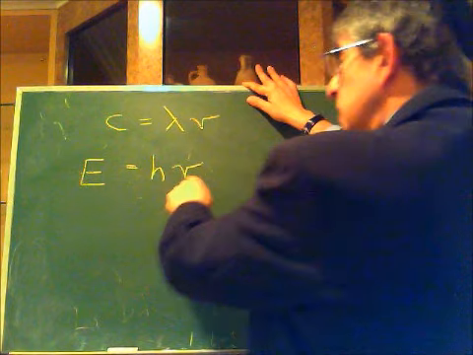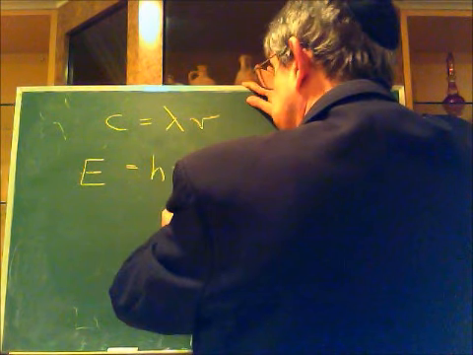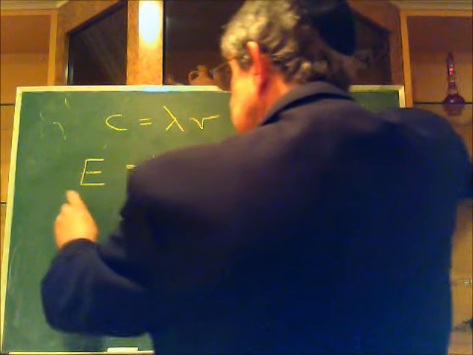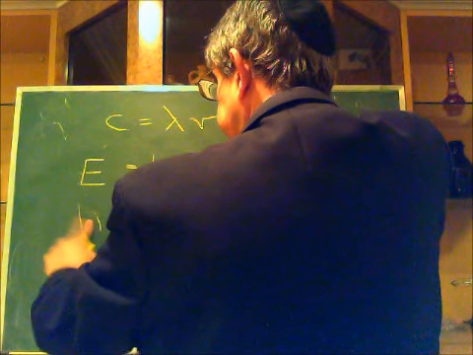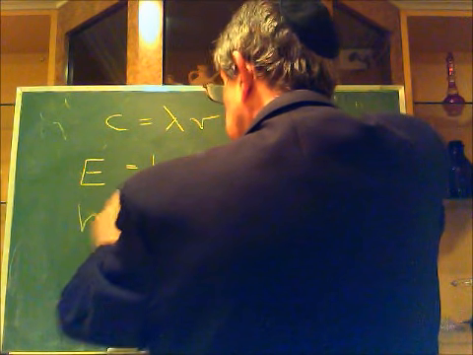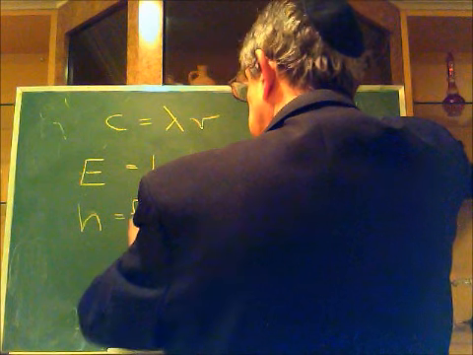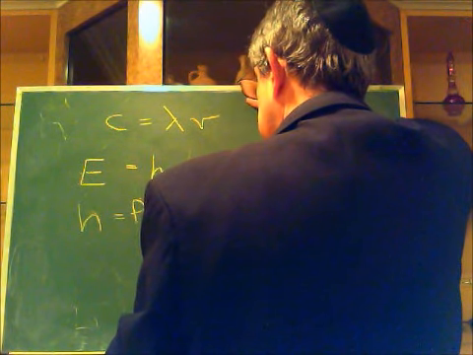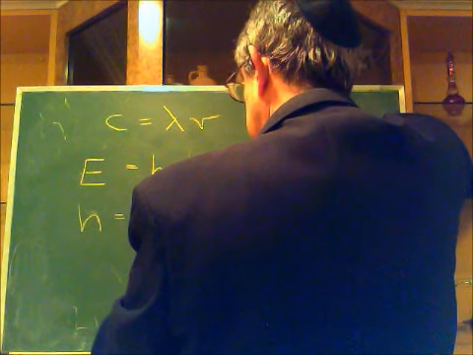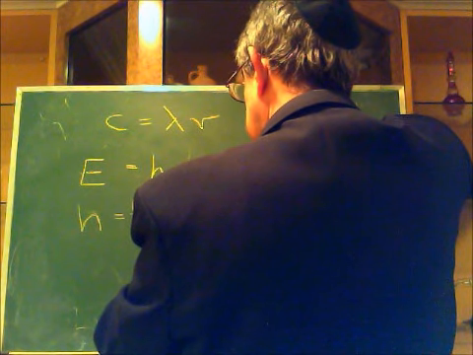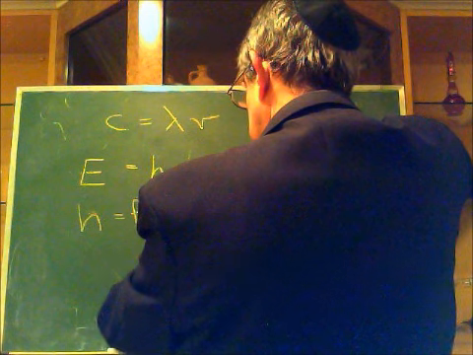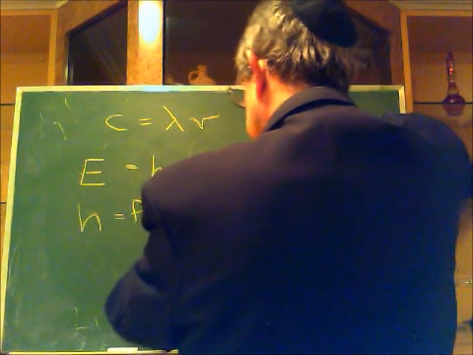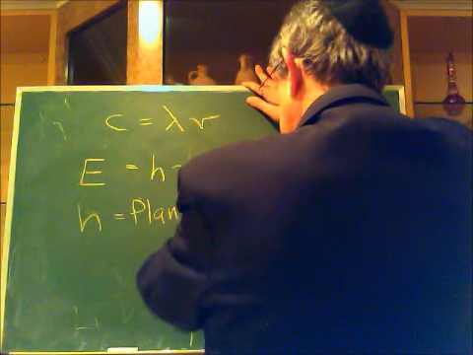We'll just say nu is, we already said that nu was frequency. What is h? h is something called Planck's constant, named after, again, a very famous physicist by the name of Max Planck. Don't remember whether there's a K on the end of that or not. I think there's a K. Planck's constant.